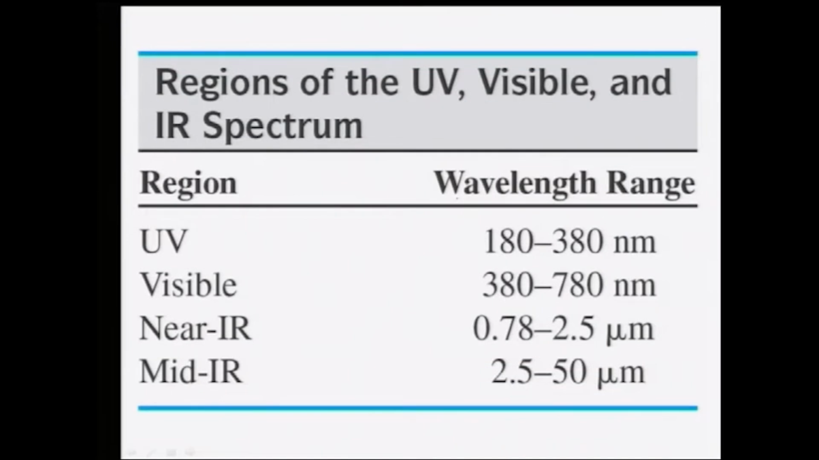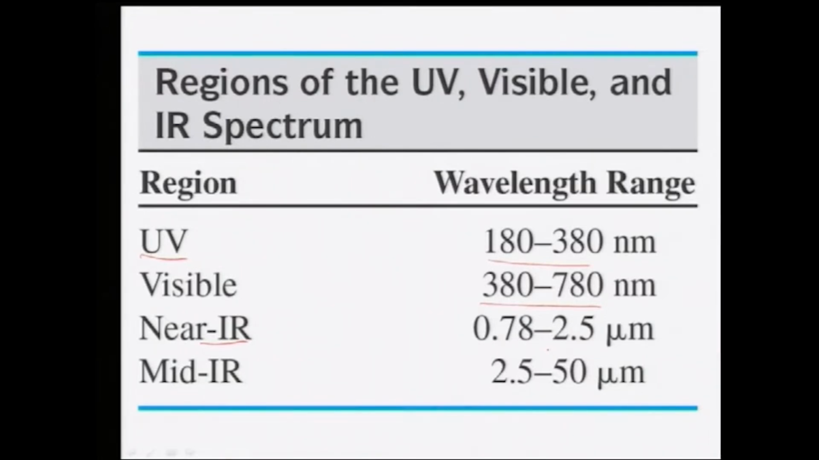Now, as I already discussed the different electromagnetic spectrum regions, I am going to tell you the exact values now. Normally UV, ultraviolet, comes in the range of 180 to 380 nanometers, visible comes 380 to 780 nanometers. Normally you study visible ray from 400 to about 800 nanometers, but it can be extended a little bit more. Near infrared comes about 0.78 to 2.5 microns, very large wavelengths.